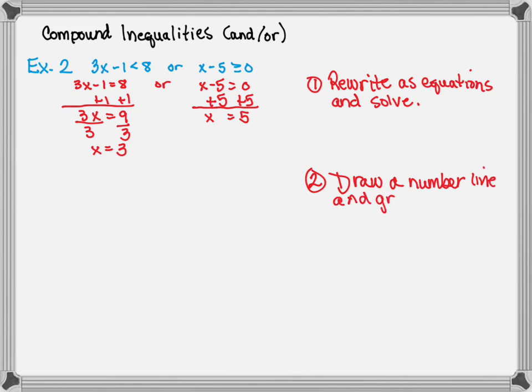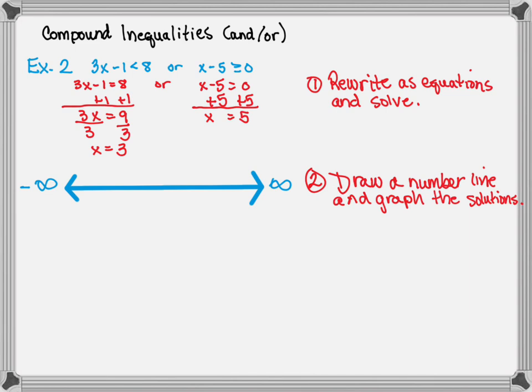Then I'll draw a number line, and I'll plot these two solutions. So I've got my number line. Negative infinity is to the left, positive infinity is to the right. I've got 3 and 5. Now 3 came from the inequality that had the less than. So no equal bar, 3 is not included. I'll put an open circle. The 5 came from the inequality that had the equal bar. It was a greater than or equal to. So it is included, and I'll put a closed circle.